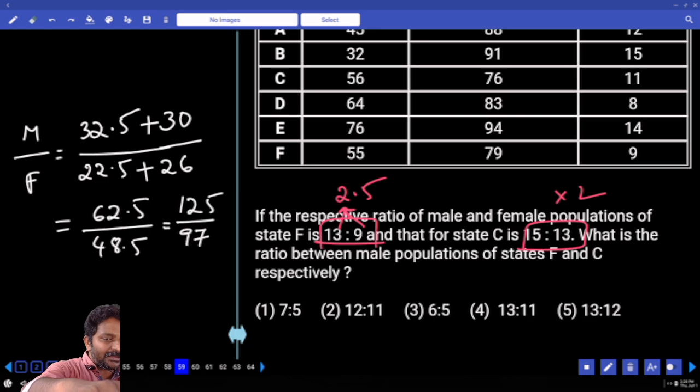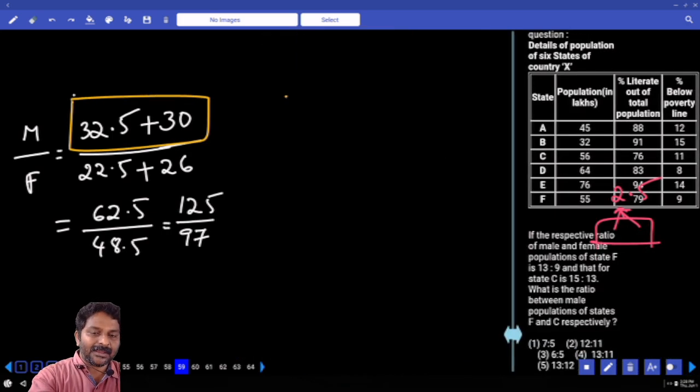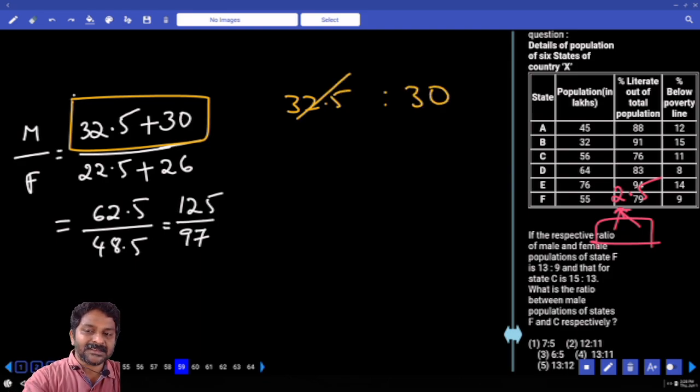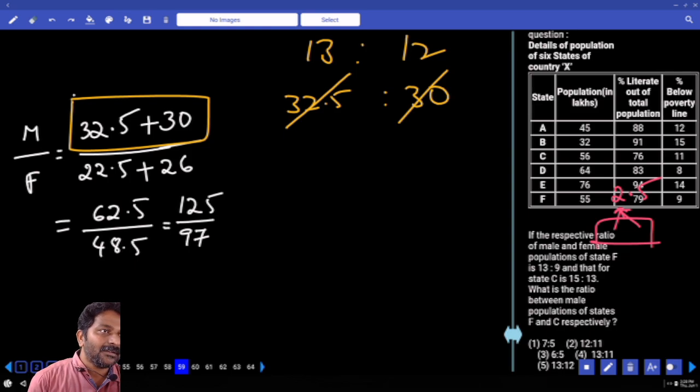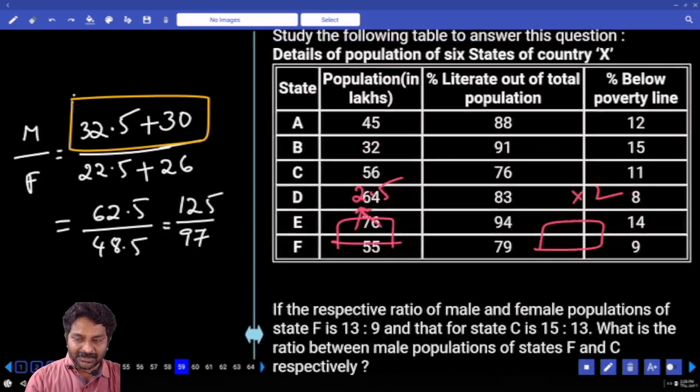It asked for the male. Okay, isn't it here? Male only, right? 32.5 and then 30. Yes. Cancellation with 2 and a half. How many 2 and a halves will be there in 30? If it is 12, it has to be 13 only. 13 is to 12. In 10 there are 4 two-and-a-halves, in 30 there are 12, so 12 is done, and this is 2 and a half more, which is one part more, so I'm directly writing 13.